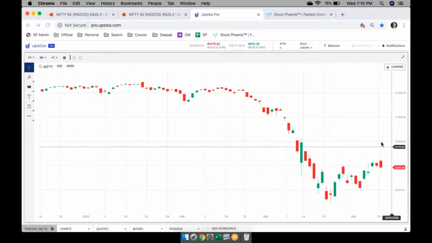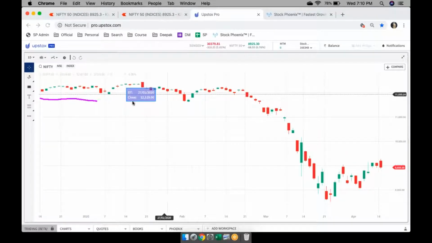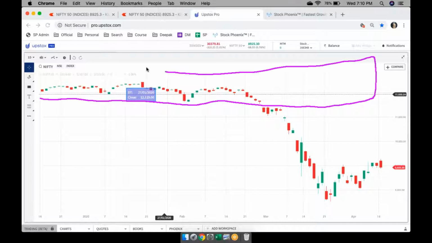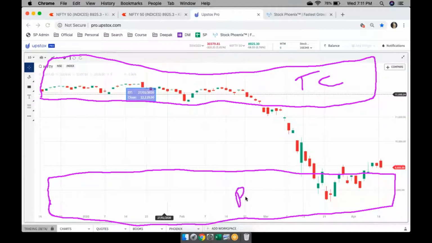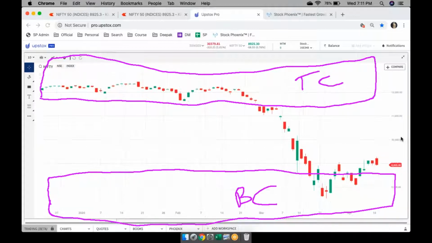Now here you draw a box just on the top of the chart, roughly, there are no metrics. Roughly draw a box on the top and draw a box on the bottom. This is called the top of the curve, and this is called the bottom of the curve. Very simple. Take a daily chart. I'm repeating, take a daily chart.